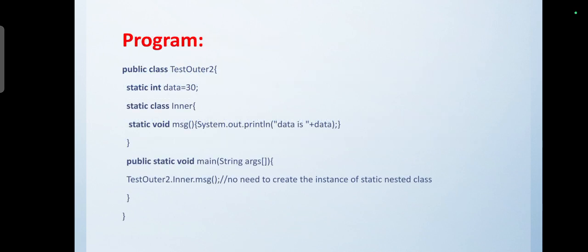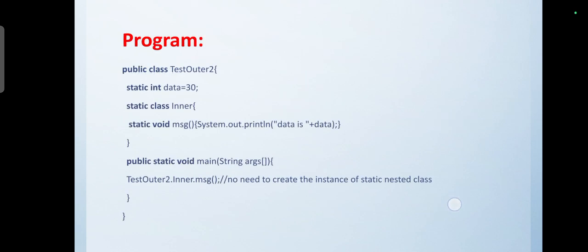This is the program for the nested static classes. We have created a class named TestOuter. In this, we have initialized a value to the variable, and after that we have created a static class called Inner. In this we are printing the data, and after that we have written the public static void main program. In that we are printing the message that we have declared in the static class Inner. This will be the output we will get.